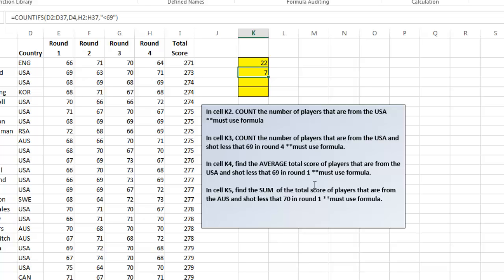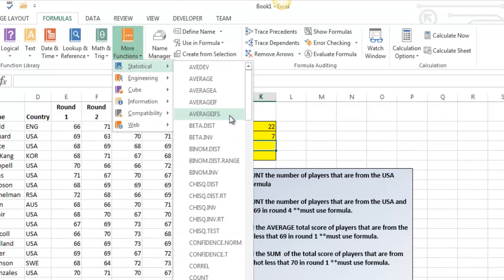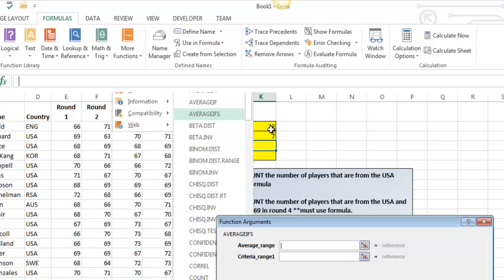Now, the more difficult ones, you could say that they're more difficult, and I would agree, are the AVERAGEIF and the SUMIF. So let's look at an AVERAGEIF problem. In this cell, I want to find the average total score of players that are from the USA and shot less than 69 in round 1. So that's two criteria, both USA and less than 69 in round 1. So let's deal with that. So it's an AVERAGEIF. So I'm going to head to More Functions, Statistical, and here's AVERAGEIFS right here. I have no choice. I have to use the S because there are two criteria.